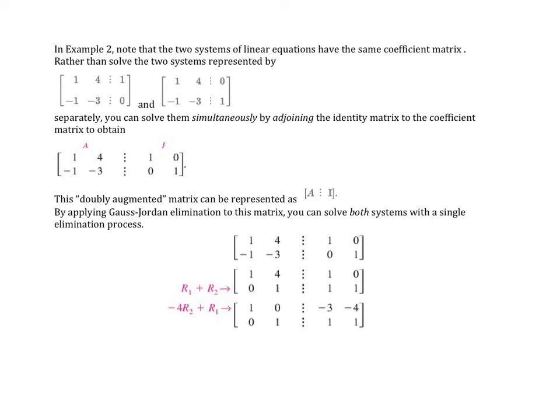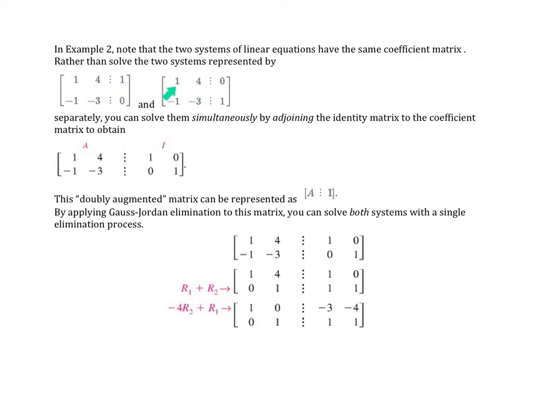In the previous video, when we were solving systems of linear equations, we solved it in this way, where we separated. We wrote A times X equals the identity, and then we wrote two systems and then solved using Gauss-Jordan elimination. Now, rather than solving the two systems separately, you can solve them simultaneously by adjoining the identity matrix to the coefficient matrix.